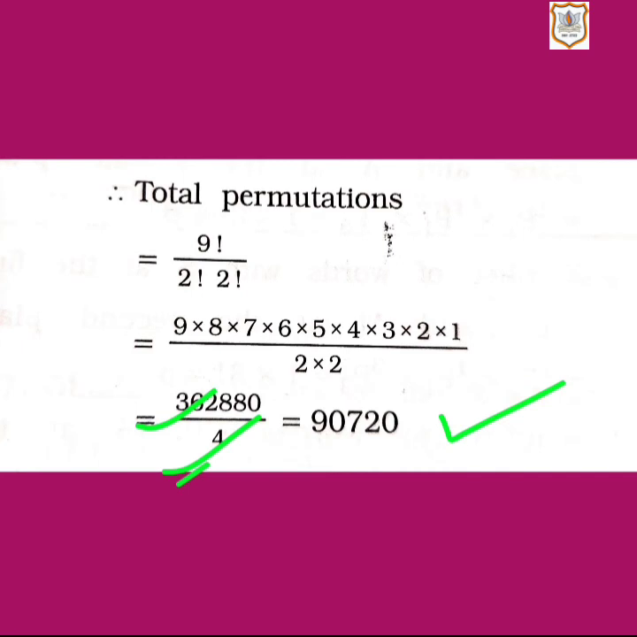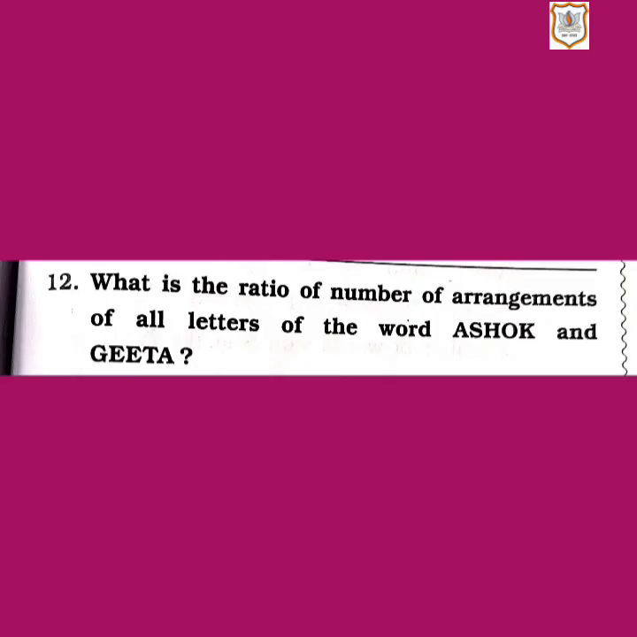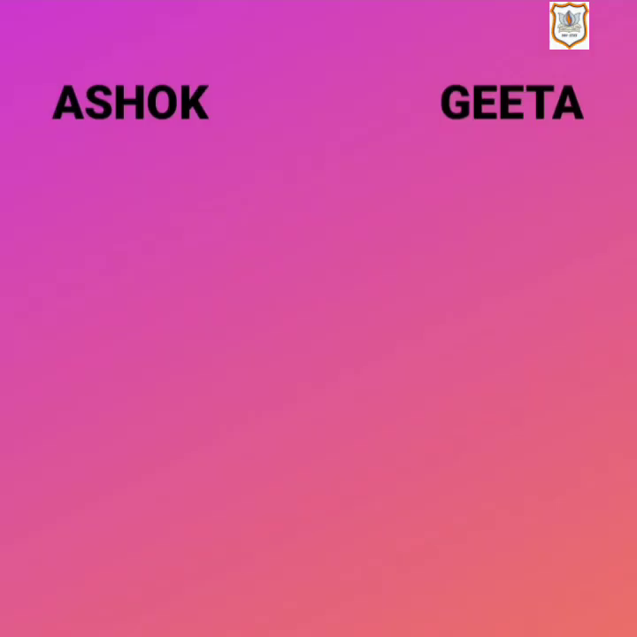Let's solve the next sum. Next is sum number 12. Let's read it. What is the ratio of number of arrangements of all the letters of the word Ashok and Gita? Now there are two words given in this question and we have to find the ratio of number. Two words are Ashok and Gita. So let's find the ratio between them.